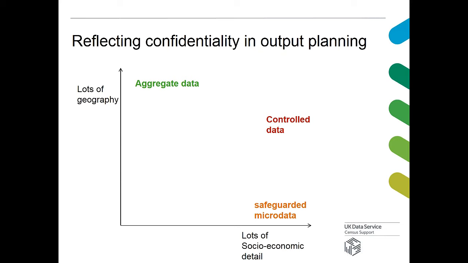So generally, what we're trying to say here is that there is a trade-off between the amount of geography and the amount of socioeconomic detail. Demonstrates that aggregate data is here.